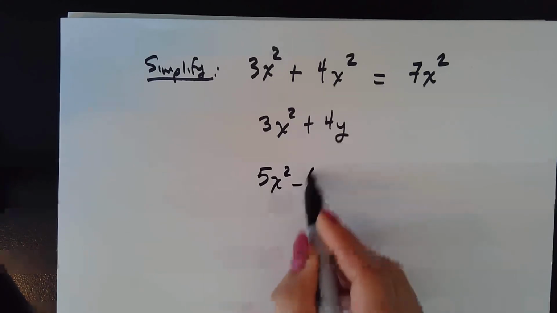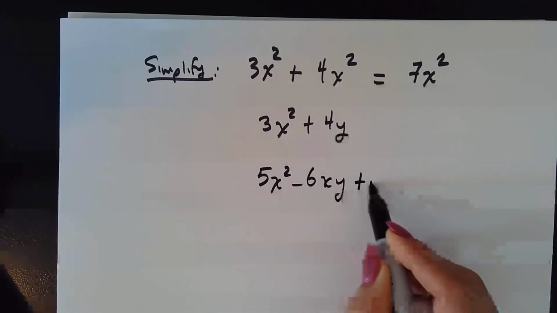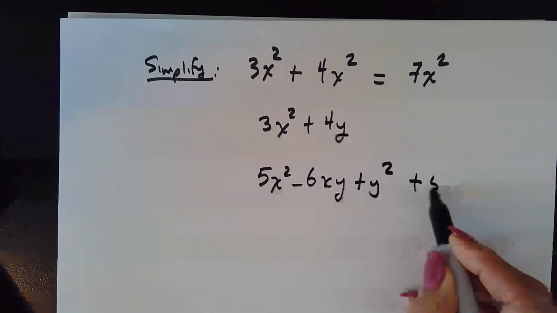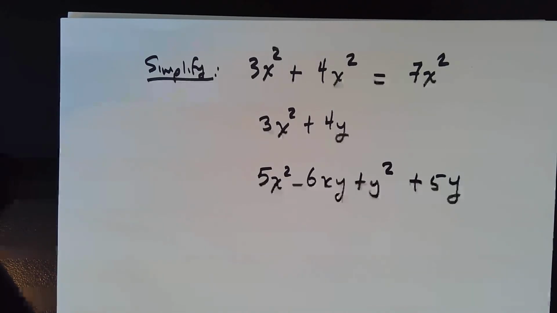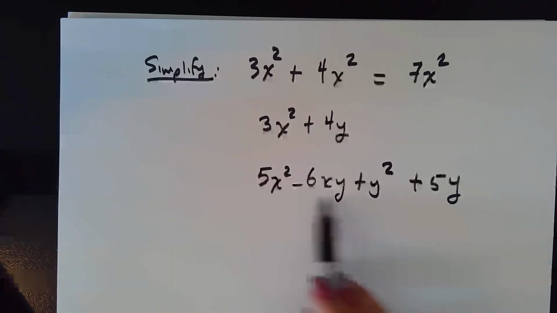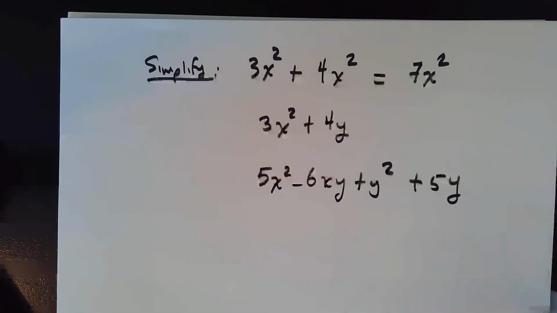Say you want to simplify 5x squared minus 6xy plus y squared plus 5y. Let's see. So what is a like term here? Nothing, right? 5x squared doesn't have a like term. 6xy doesn't have a like term. Y squared doesn't have a like term, and 5y. So that's it. And so be careful there, right?